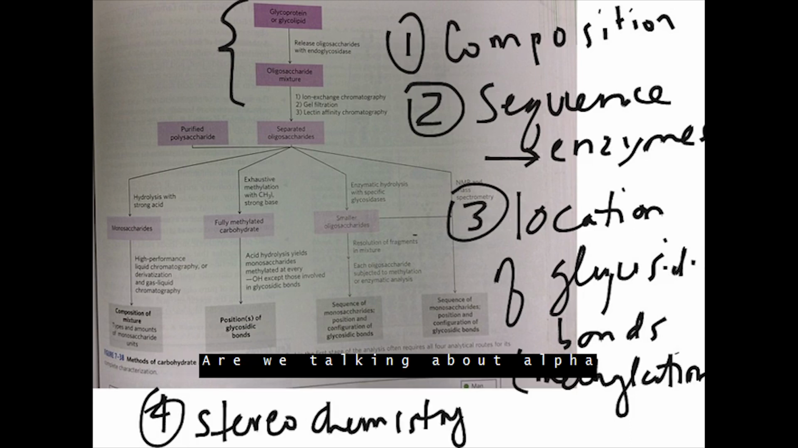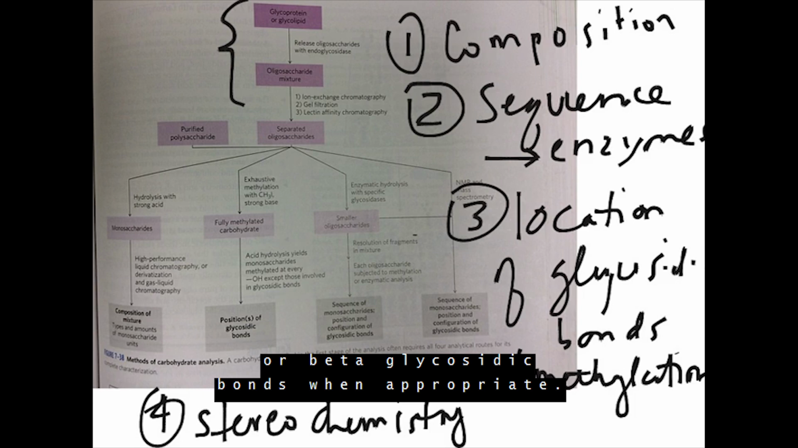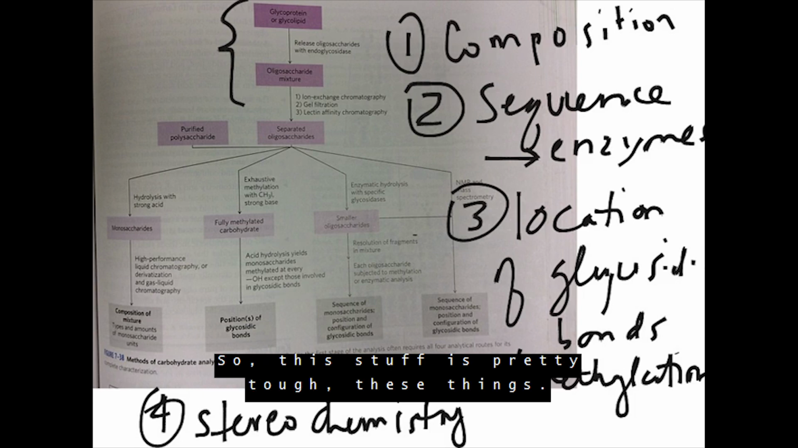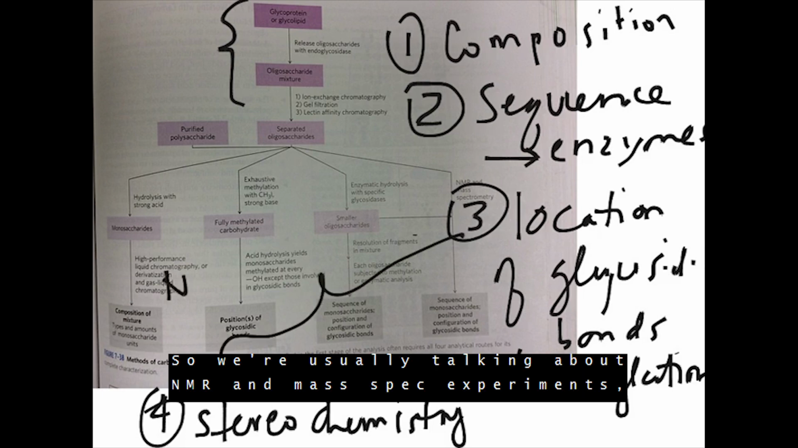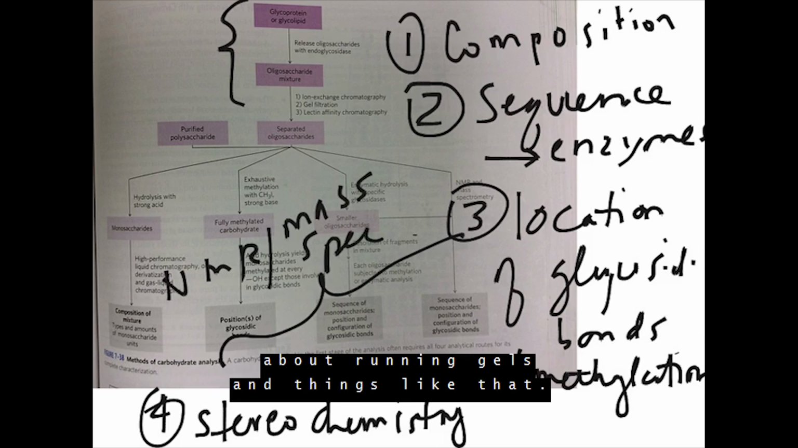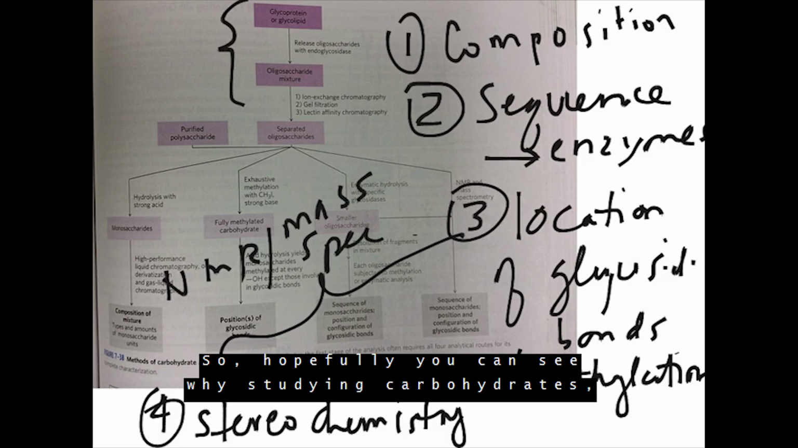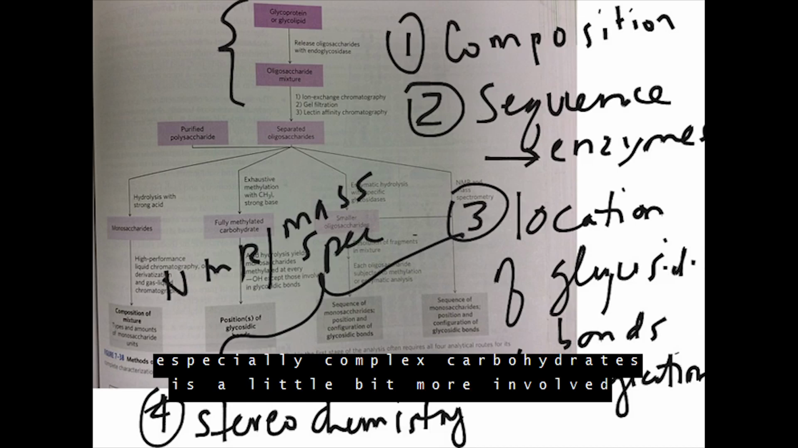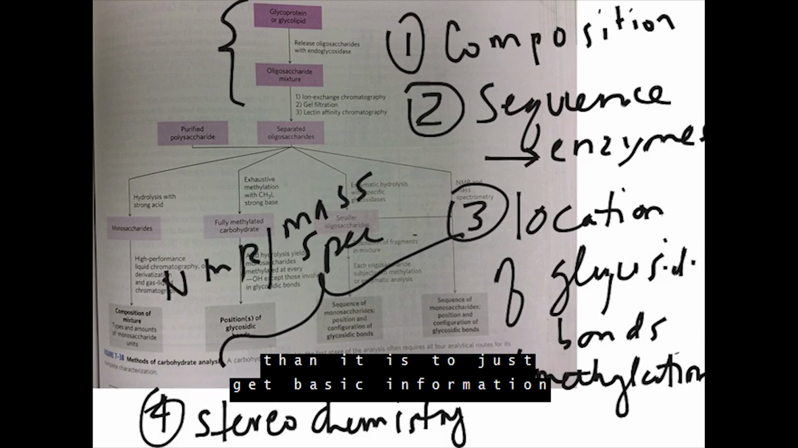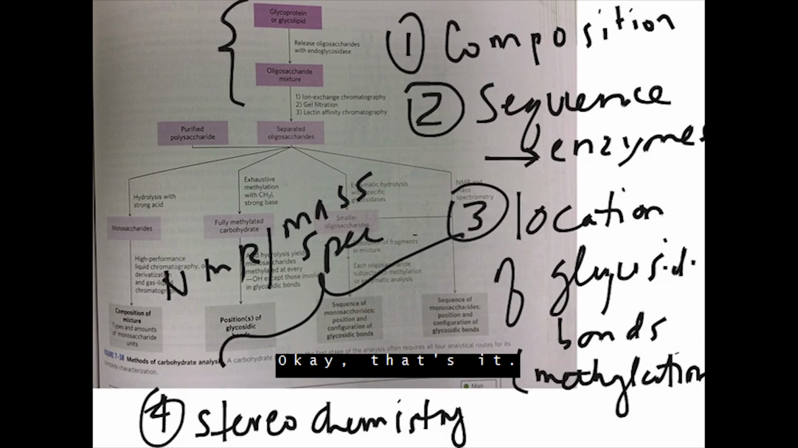Then the last thing, right, so now you know the glycosidic bonds, but we also need to know the stereochemistry, right? Are we talking about alpha or beta glycosidic bonds when appropriate? So this stuff is pretty tough. We're usually talking about NMR and mass spec experiments. So it's no longer just about running gels and things like that. It's going to take high resolution NMR and high resolution mass spec to get which carbons are participating in these glycosidic bonds and what their stereochemistry is. So hopefully you can see why studying carbohydrates, especially complex carbohydrates, is a little bit more involved than it is to just get basic information about a protein structure. Okay, that's it.